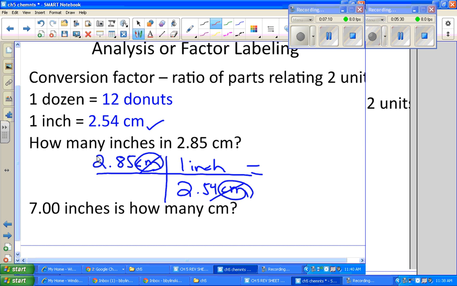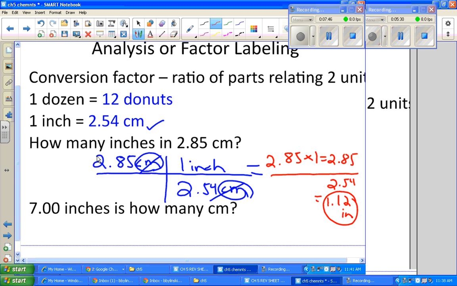Okay, next you need to solve, okay? And to solve this, you multiply across. So anything times 1 is just itself. And then you divide it by the bottom, 2.54. And get your answer. And make sure you round this to correct significant figures. It'd be 1.12 inches. Okay? All right, let's try one more.